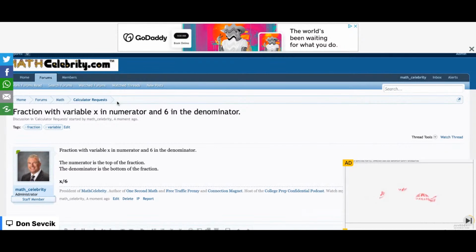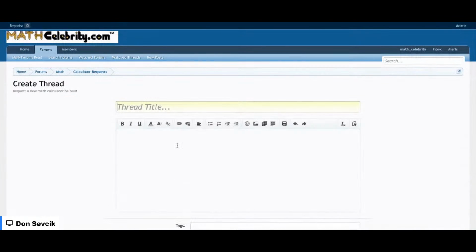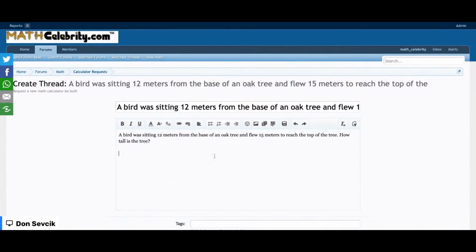So a bird was sitting 12 meters from the base of an oak tree and flew 15 meters to reach the top of the tree. How tall is the tree? So we have a right triangle. Hypotenuse is 15. Base is 12. We want the length of the leg.